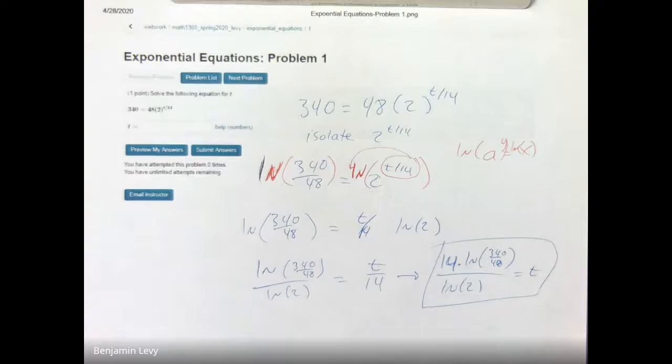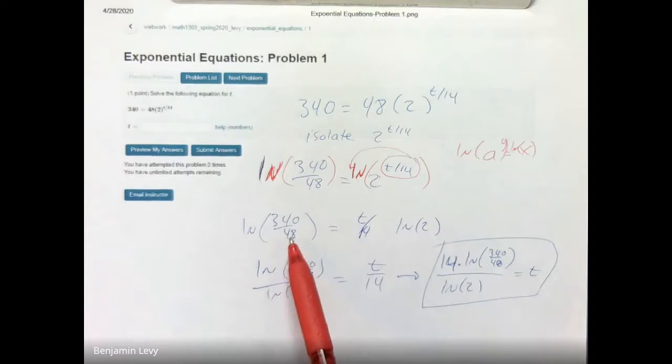Hey, Dr. Levy. Would it still accept the answer if the 340 over 48 was simplified? Yeah, sure. Absolutely. I would just try to avoid plugging decimals in there again, because if you don't plug in the right number of decimals, it might not give you a close enough answer that WebWork is looking for. So keeping it as some fraction would be preferable.